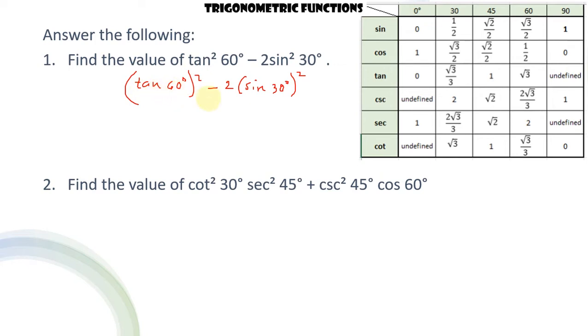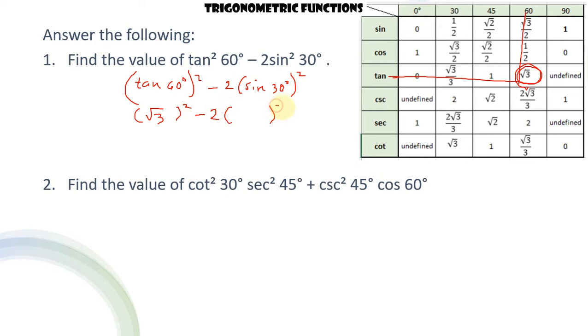And using the table of values, we have here the tangent, and then we have here the 60 degrees. So if you want to look for tangent 60 degrees, that is square root of 3. So we substitute square root of 3 for tangent 60 degrees. We put an open and close parentheses, and then substitute that square root of 3 for tangent 60 degrees. Then copy the square root. Minus 2.